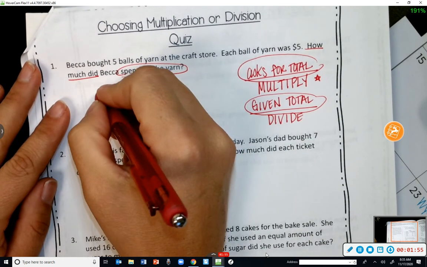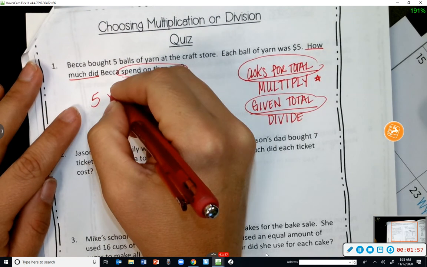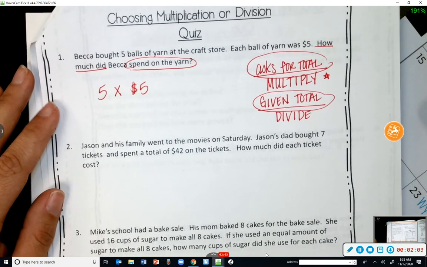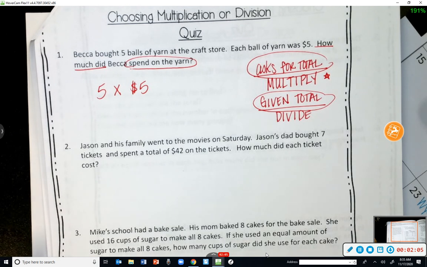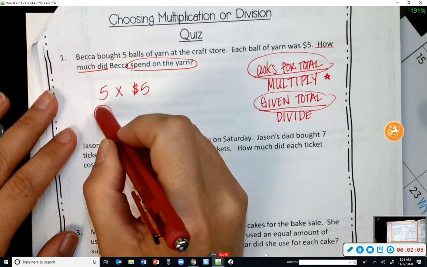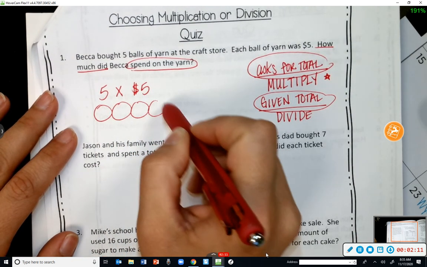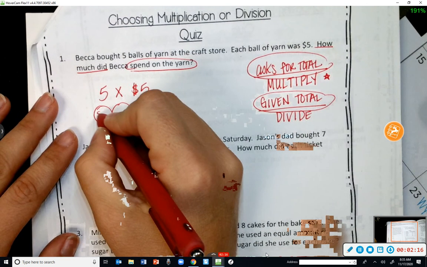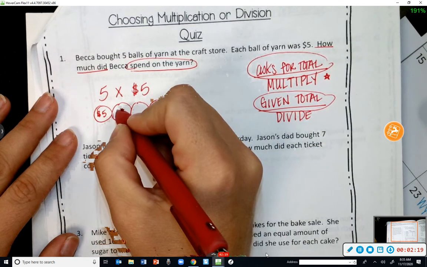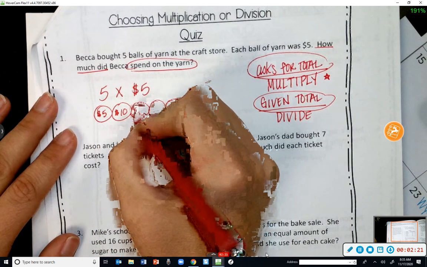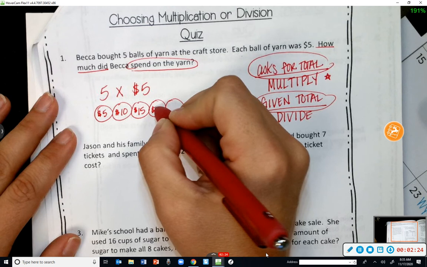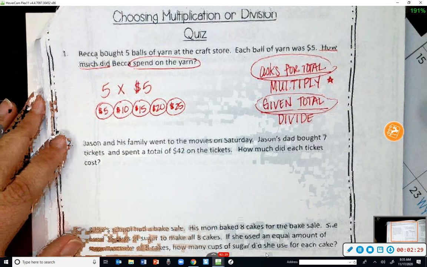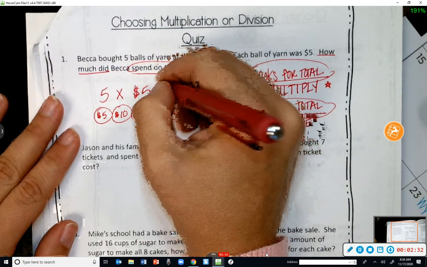Okay, she has 5 balls of yarn, and they each cost $5. And if you get confused, then just start drawing a picture. Here's her 5 balls of yarn, 3, 4, 5. And each ball of yarn is $5. So that's 5, 10, 15, 20, 25. So how much did she spend on all of the yarn? $25.